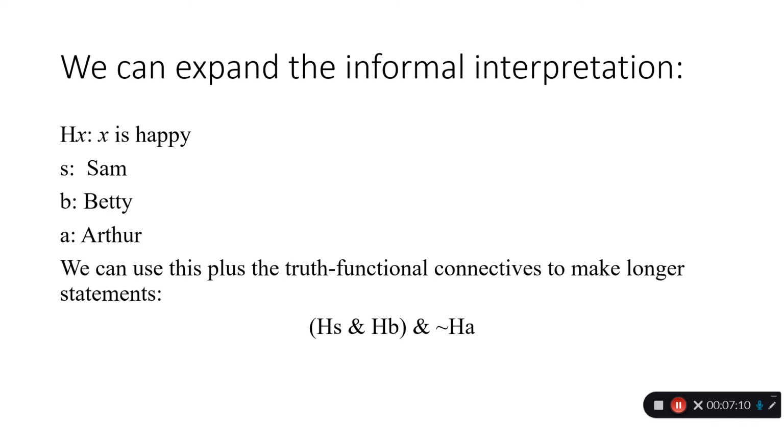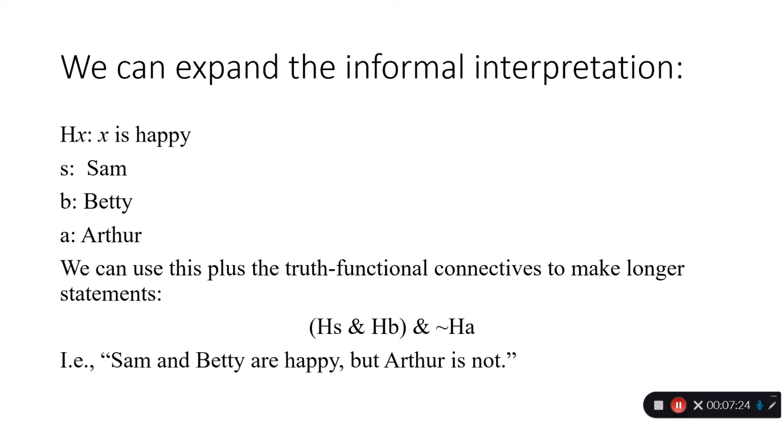So it's very similar in a sense to statement logic. If you had statement logic, this would be three different statement letters. But here we have one predicate symbol and three different names, three different individual symbols. It says Sam and Betty are happy, but Arthur is not happy. If this were statement logic, it would have to be like capital S, capital B, and negation of capital A. You would use those three letters. But here you get H applies to S, H applies to B, but H does not apply to A.